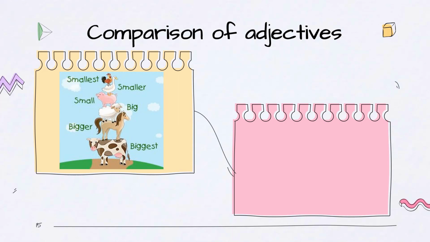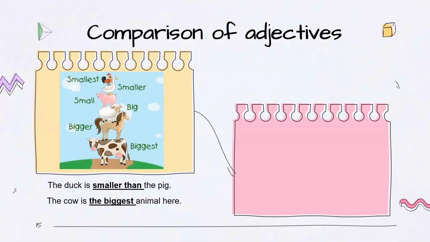Did you create this sentence? Let's look at some options. The dog is smaller than the pig. The cow is the biggest animal here. The horse is bigger than the sheep.